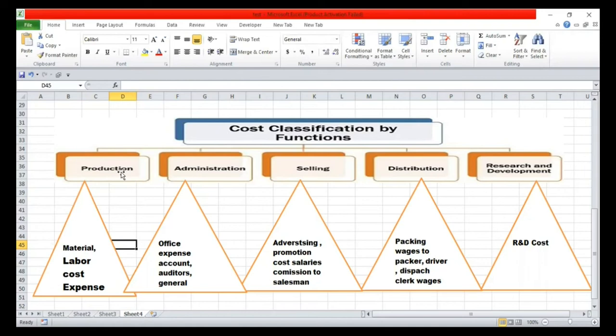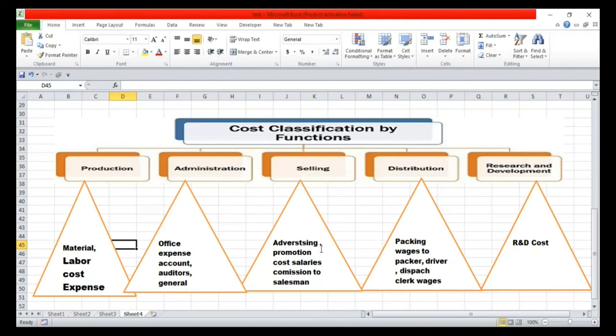The product which we have prepared, now we want our customers to buy it, and in this process we incur different expenses. These expenses are incurred in the selling department or selling divisions. What kind of costs are incurred there? Advertising cost, promotion cost, salary and commission to salesmen, and sales department rent. These are the different costs which we incur in our selling division.